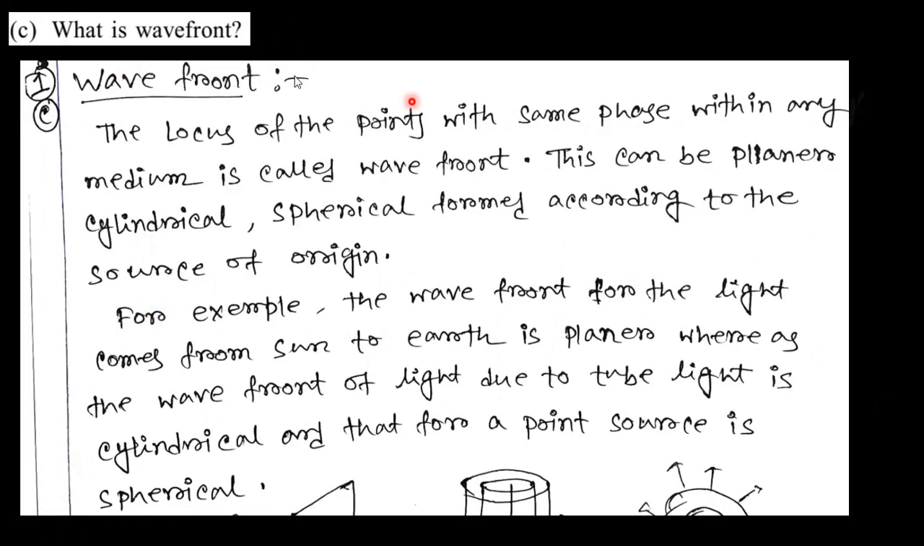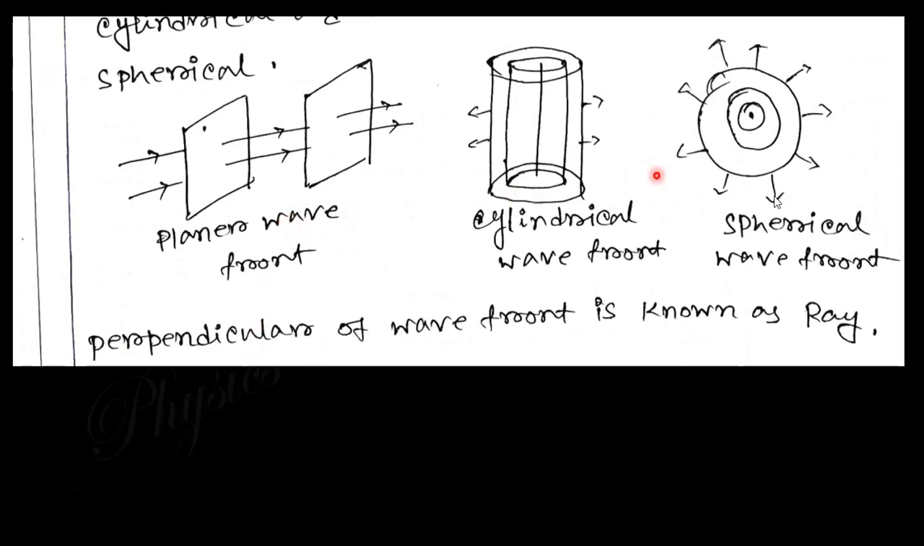What is a wavefront? A wavefront is nothing but the locus of points with the same phase. That means the points which have the same phase within any wave form the wavefront, and the perpendicular to the wavefront is known as the ray. Here there are three types of wavefront. This is the planar wavefront, where the ray is perpendicular to the plane. This is the cylindrical, when the source is a rod, and this is the spherical, when it is a point source.